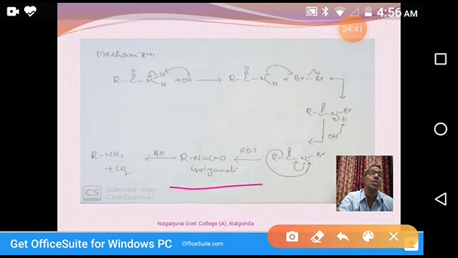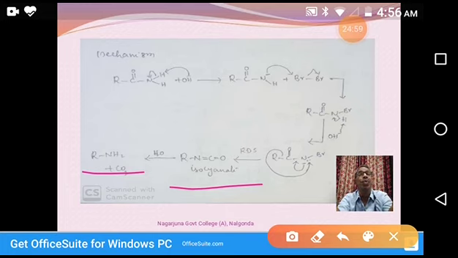This isocyanate, in the usual reaction on hydrolysis, on reaction with water, finally gives the amine. By losing one CO2 molecule, we will get the amine. So this is the reaction.